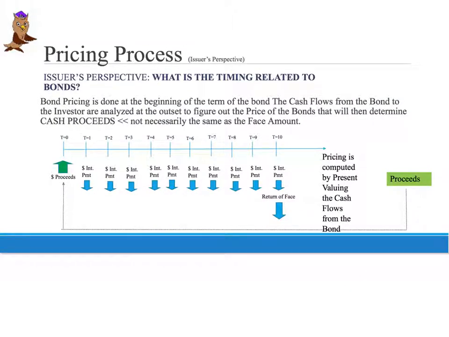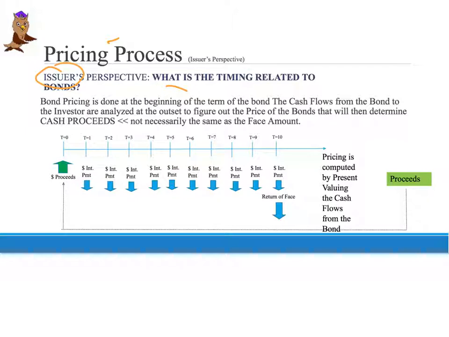Now let's talk a little bit about mechanics. Well, not really mechanics, conceptual mechanics, I guess I would call them. So here on this slide, we're going to start talking about the pricing process of the bonds. And again, this is actually the issuer's perspective. In this case, we're answering this question: what is the timing related to the bonds? So I wanted to show you how a bond typically is set up.